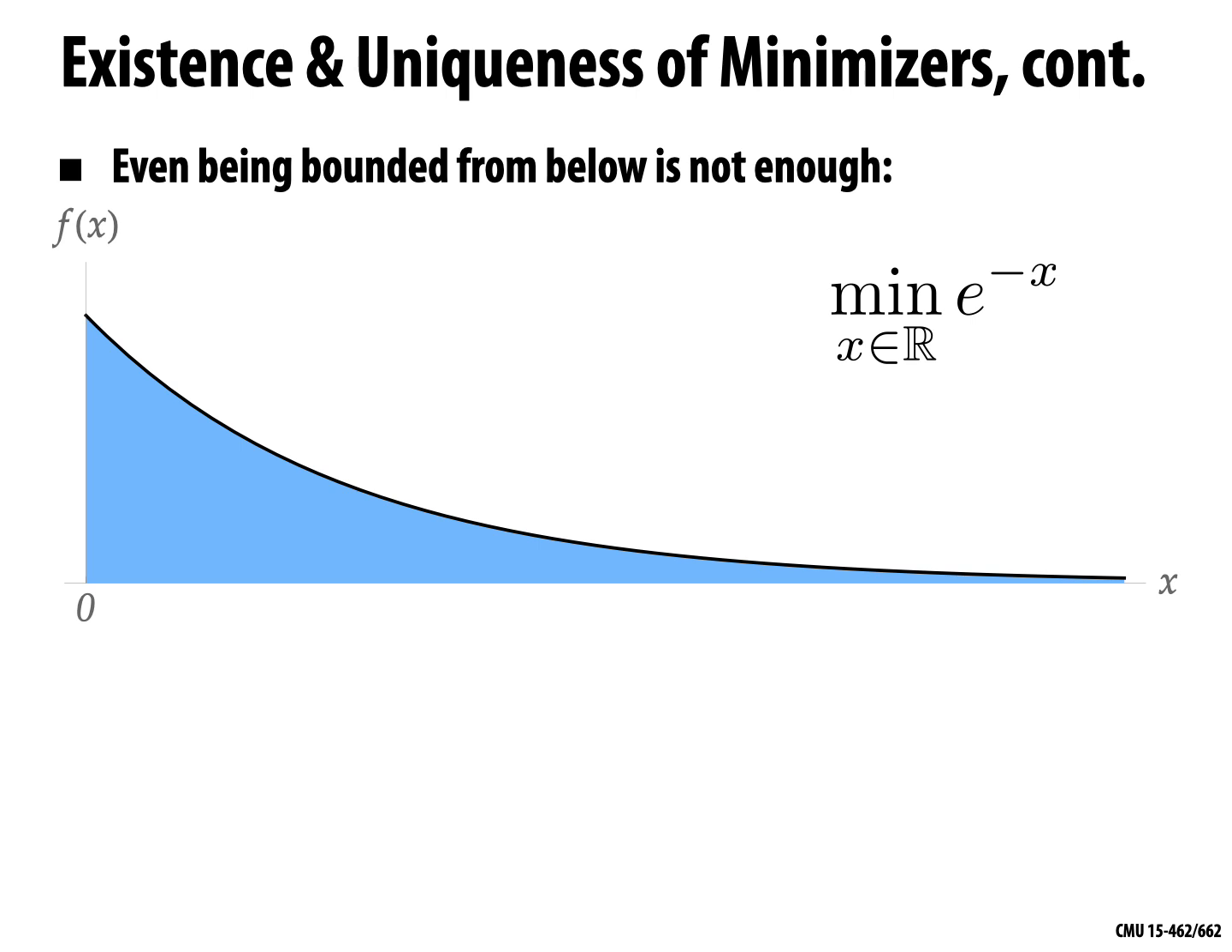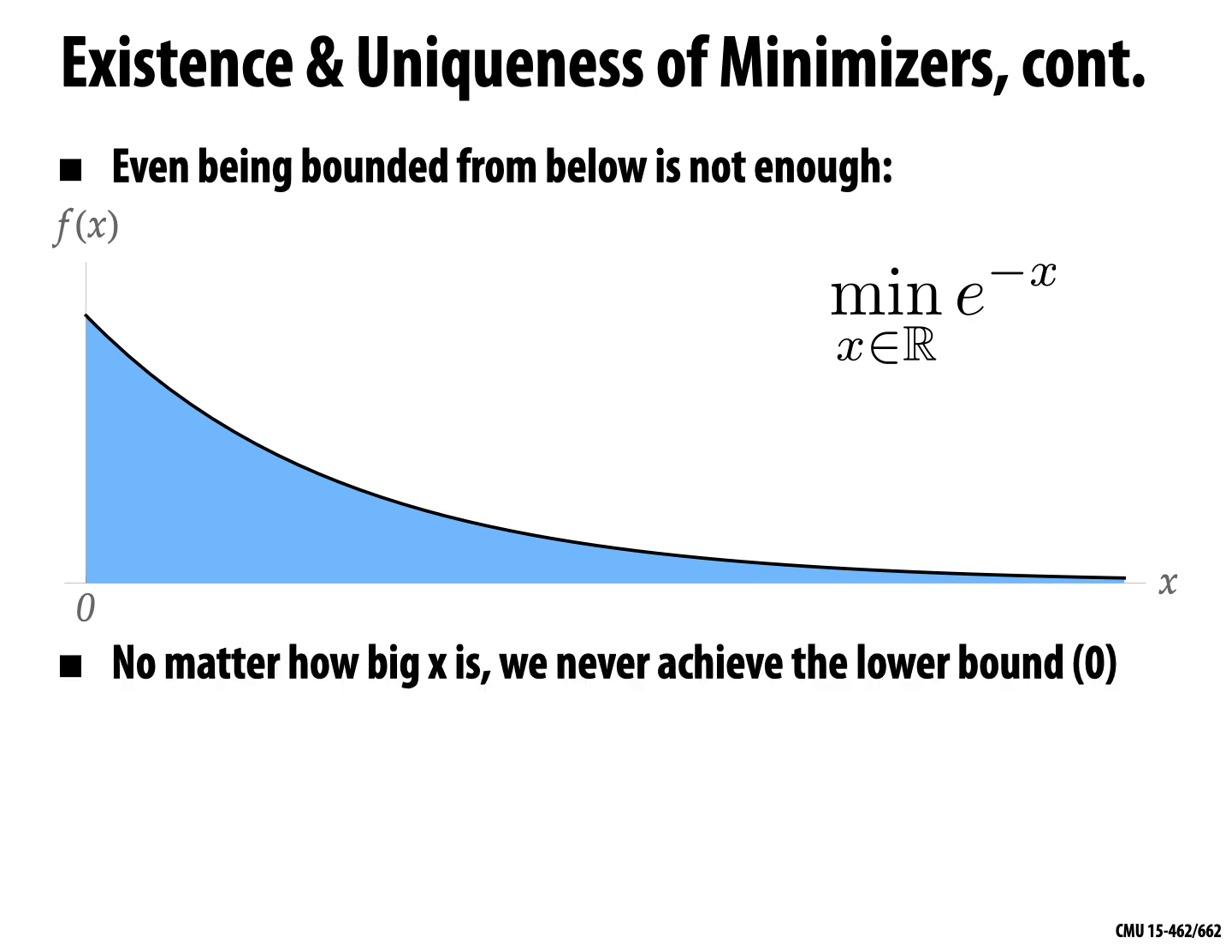Well, sorry, we're out of luck. Right? No matter how big x gets, we never actually achieve the lower bound of the function. We never actually achieve the value 0, which is the value we approach as x goes to infinity. Right? So this function does not have a minimizer on the real line.